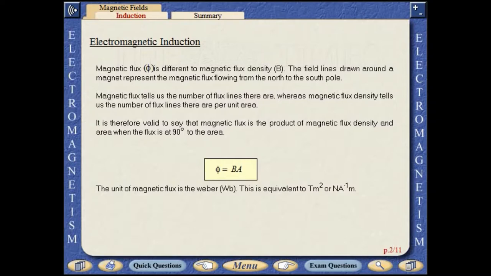It is therefore valid to say that magnetic flux is the product of magnetic flux density and area when the flux is at 90 degrees to the area. The unit of magnetic flux is the Weber.